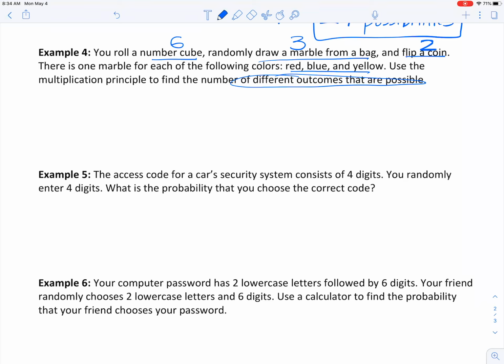If I were to flip a coin, there's heads and tails, so that means there are 2 possibilities for the coin. So if I was going to use the multiplication principle, I would do 6 times 3 times 2. 6 times 3 is 18. 18 times 2 is 36. So there are 36 different possibilities.